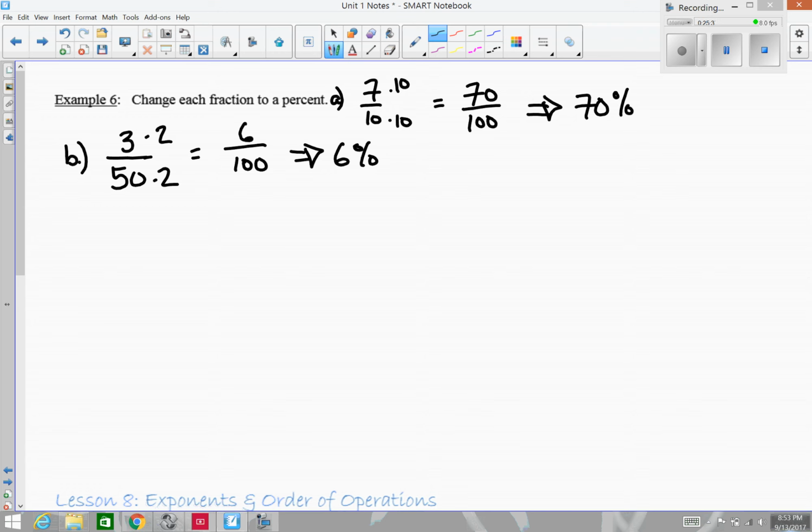What is more complicated is if we have something like 5 over 12. This one is not so easy to multiply the numerator and denominator by some value that will give us 100. So what we can do is first change this to a decimal value and then use what we know about decimals and percentages and change our decimal to a percent by moving our decimal 2 places to the right. To change a fraction to a decimal, I can use long division.